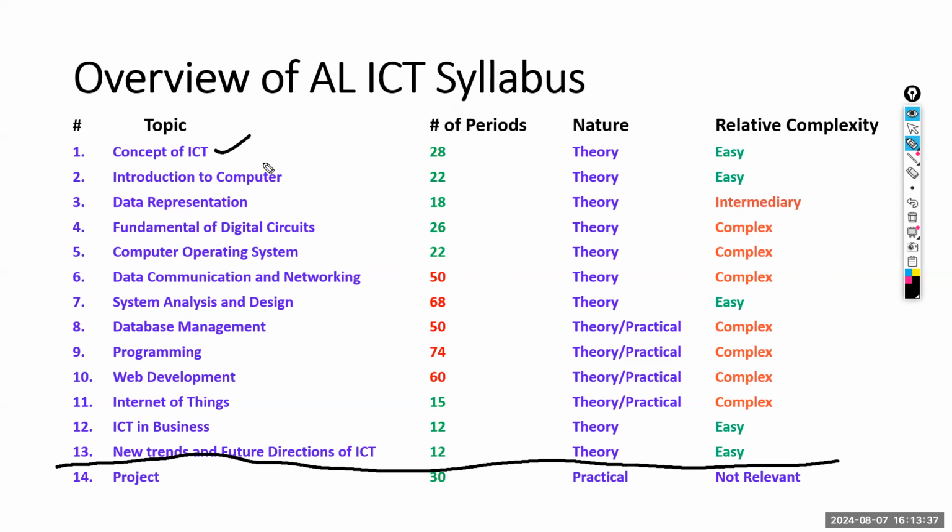That is what we want to start today, hopefully. Then introduction to computer, representing data in computer, fundamentals of digital circuits including Boolean logic, operating systems, networking, system analysis and design, database, programming, web development, Internet of Things, ICT in business, new trends, and future directions of ICT. Those are the 13 topics for your 2 years.